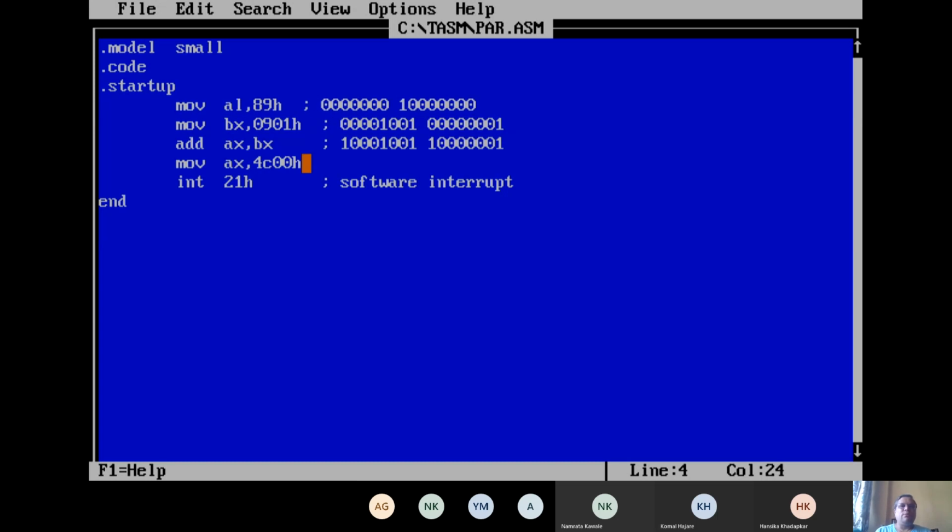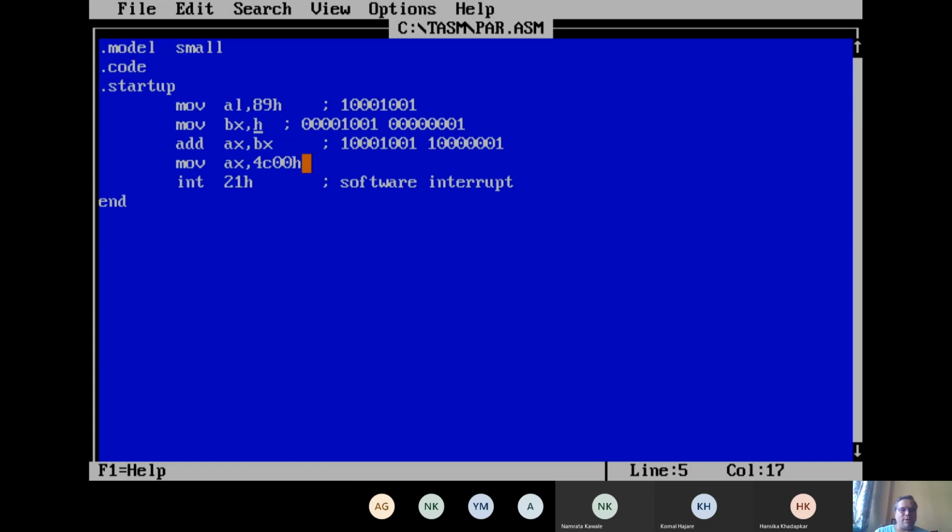And the binary format for 89H will be something like this. 1000 is 8. 1001 is 9. So this is 8, 9 in binary. I hope everybody is comfortable in this conversion. You have to remember binary bit patterns for A to F. You have to mug them up and you have to be fast enough to understand the binary pattern for that number.